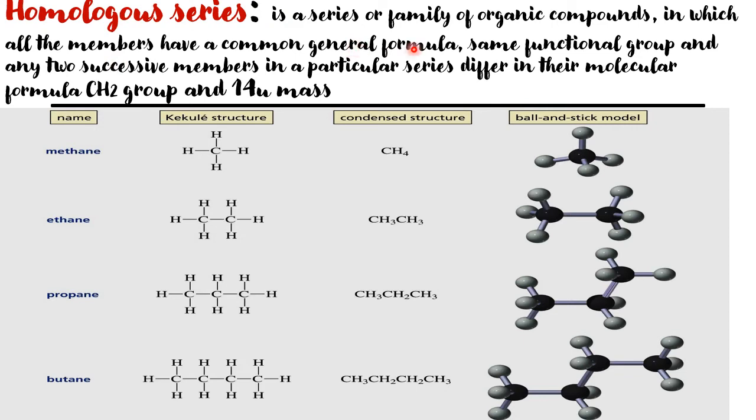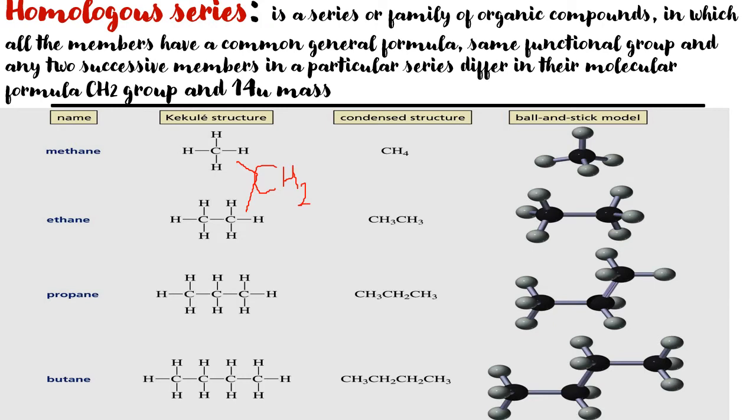common general formula, same functional group, and any two successive members in a particular series differ in their molecular formula by CH2 group, or we can say by 14 U of mass. For example, if you check the alkane series, here methane, ethane, propane, butane, the difference between methane and ethane, there is a difference of one carbon atom and two hydrogen atoms.